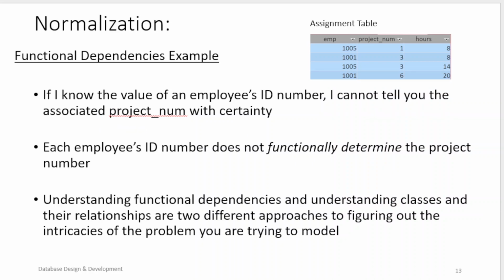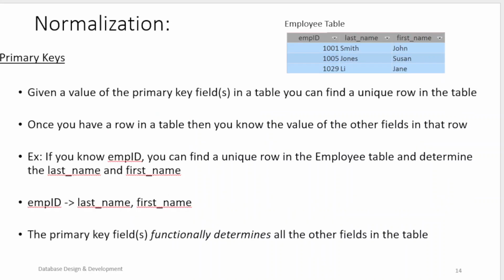Understanding functional dependencies and understanding classes and their relationships are two different approaches to figuring out the intricacies of the problem you're trying to model. You can look at the way we learned it earlier in the class, or we can look towards this. I personally highly recommend you start to learn about normalization. It's the better way, the more formalized mathematical approach to this in my mind.